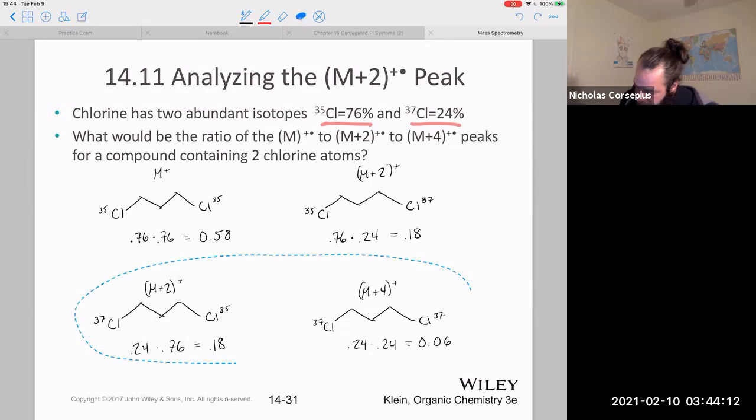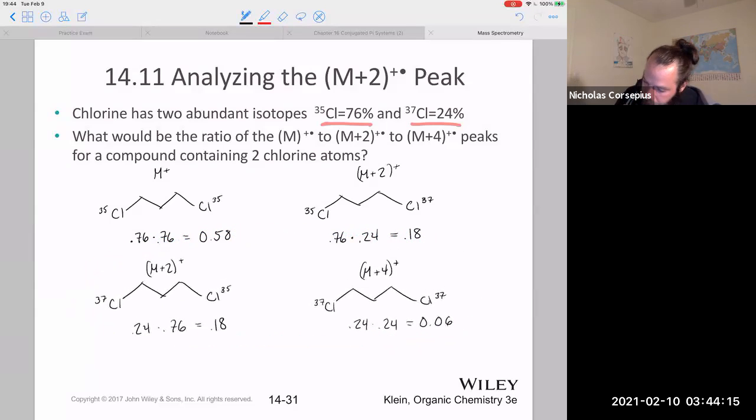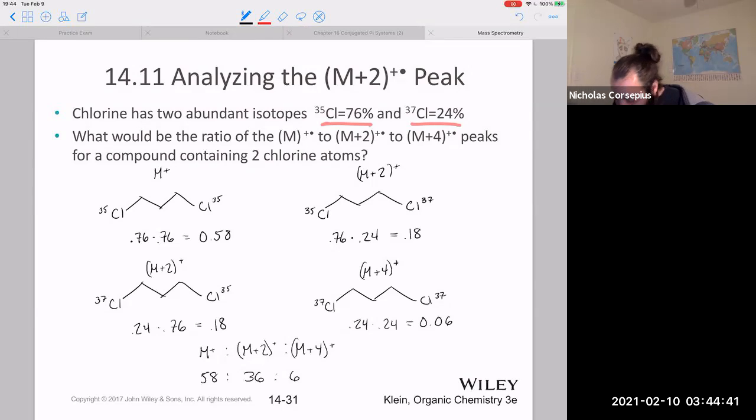Okay, now since these give the same M over Z, we have to actually sum these up, and you will find that the ratio of M+ to M+2 to M+4 is going to be something like 58 to 36 to 6. Okay, so then we would expect to see those peaks corresponding to those ratios. And again, that's going to be something that's kind of obvious to see, because this peak is about half the size of that peak, plus we have this M+4. Okay, so again, it's just something that you can kind of easily spot by looking at a mass spectrum.